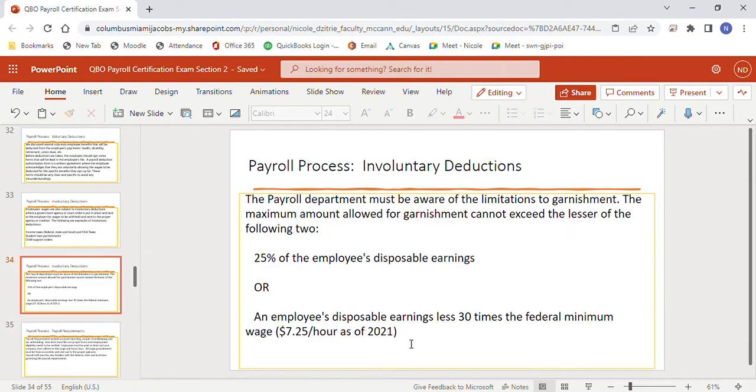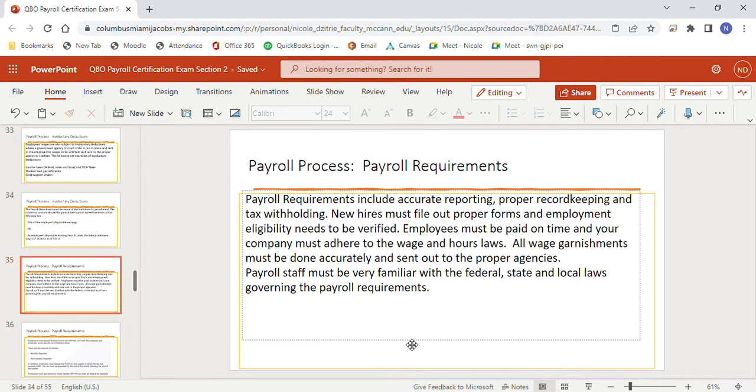The payroll department must be aware of the limitations to garnishment. The maximum amount allowed for garnishment cannot exceed the lesser of the following two: 25% of the employee's disposable earnings, or the employee's disposable earnings minus 30 times the federal minimum wage, which currently is $7.25. Payroll requirements include accurate reporting, proper record keeping, and tax withholding.